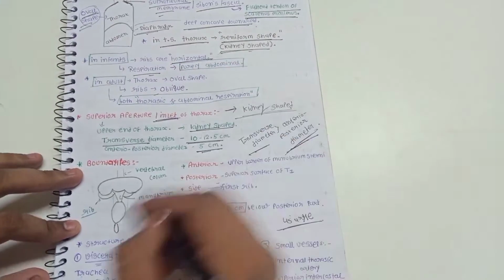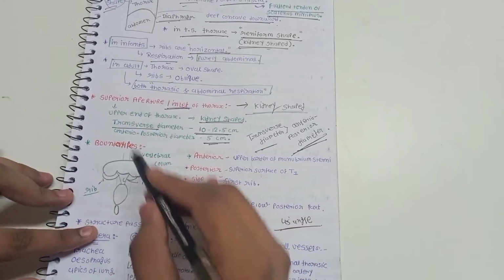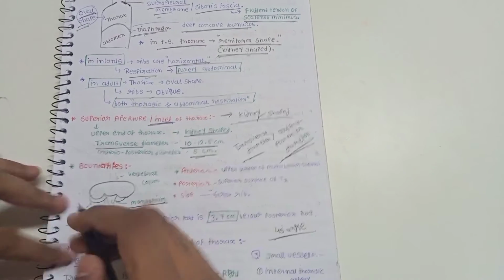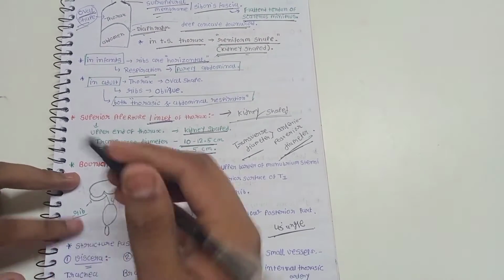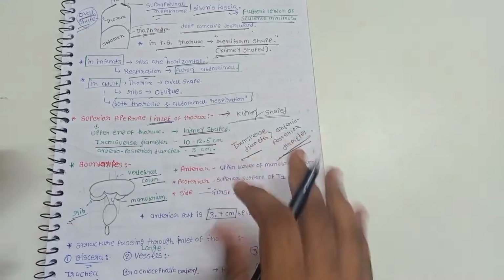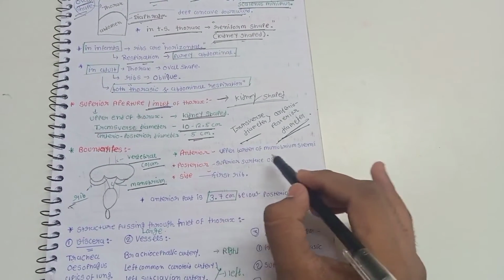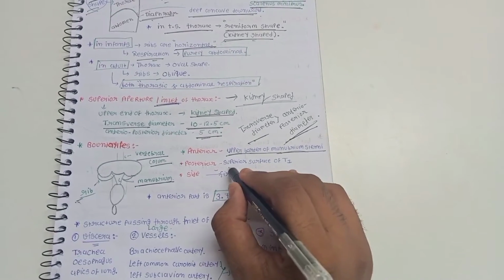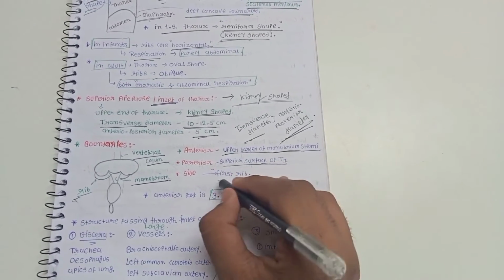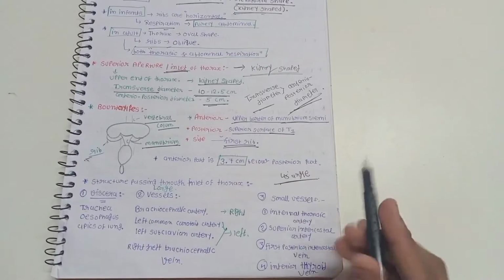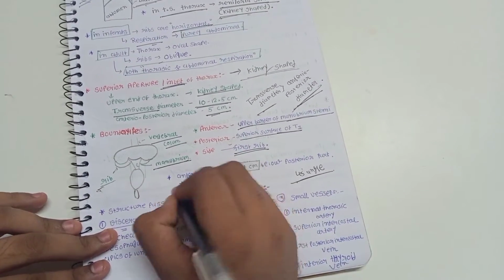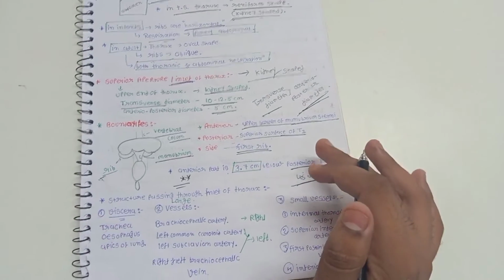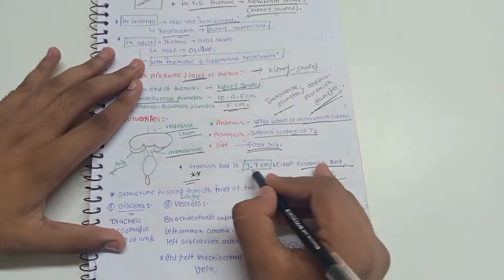Let's see the boundaries of the inlet of the thorax. This is a simple diagram. This is the manubrium of the sternum. Posteriorly there are the ribs and the vertebral column. Anteriorly, it is bounded by the upper border of the manubrium sterni. Posteriorly, it is bounded by the superior surface of the T1 vertebra, and on the sides by the first rib. The anterior part is 3.7 centimeters below the posterior part, meaning the posterior part is 3.7 centimeters above the anterior part.